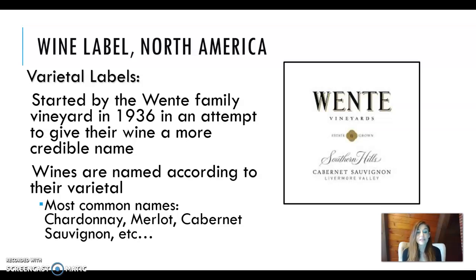So they started naming the wines they produced according to the varietal, so the type of grape that was used to produce that type of wine. So this is where you see Chardonnay. If we see Chardonnay, we know that the beverage inside the bottle contains wine made from Chardonnay grapes. So these are called varietal labels.